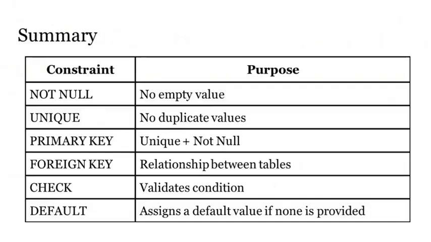So in this video we have understood different types of constraints and how those can be implemented on a table. We have seen the not null constraint, which allows no empty values; the unique constraint, no duplicate values; the primary key, which is unique and not null; the foreign key, a relationship between tables; the check constraint, which validates a condition; and default, which assigns a default value if none is provided. Using these constraints together helps ensure data integrity and reliability in every database application.